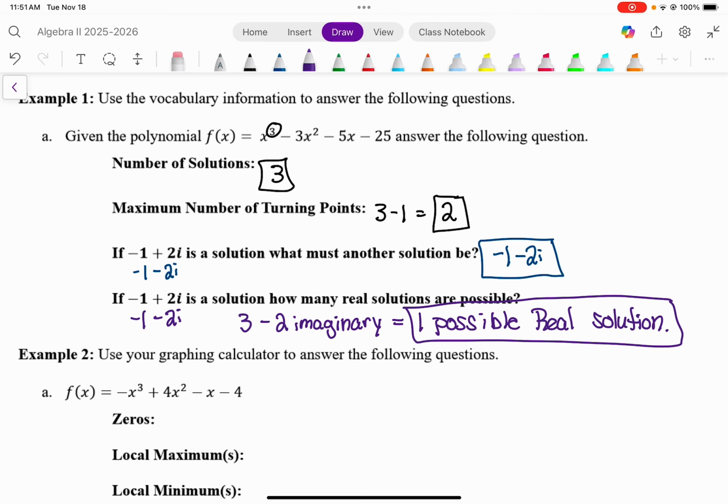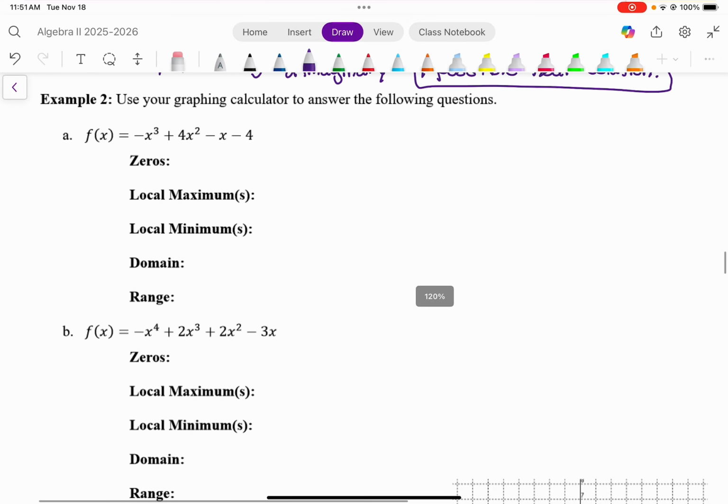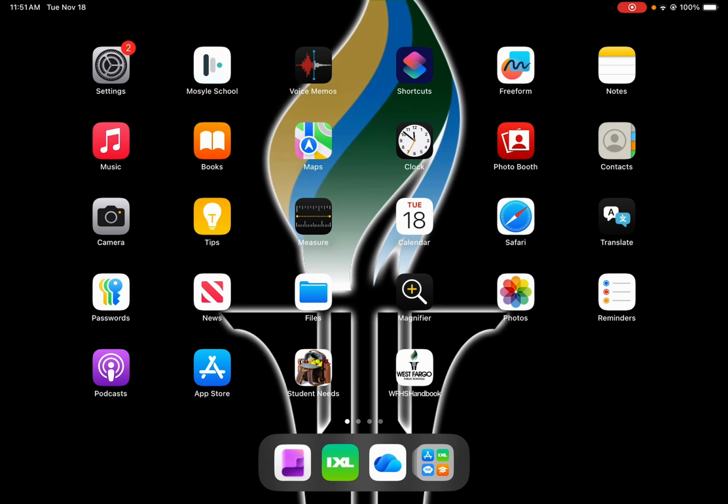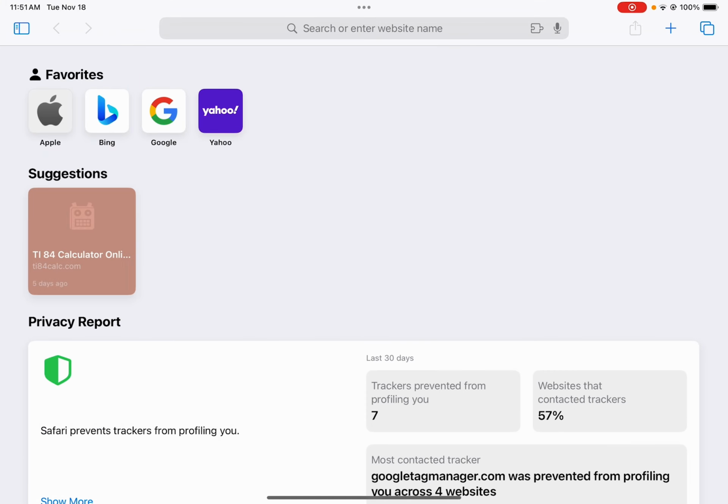Okay, the next 2 problems you are going to need a graphing calculator. So if you don't have one yet, go grab one because you are going to need to practice on your graphing calculator.